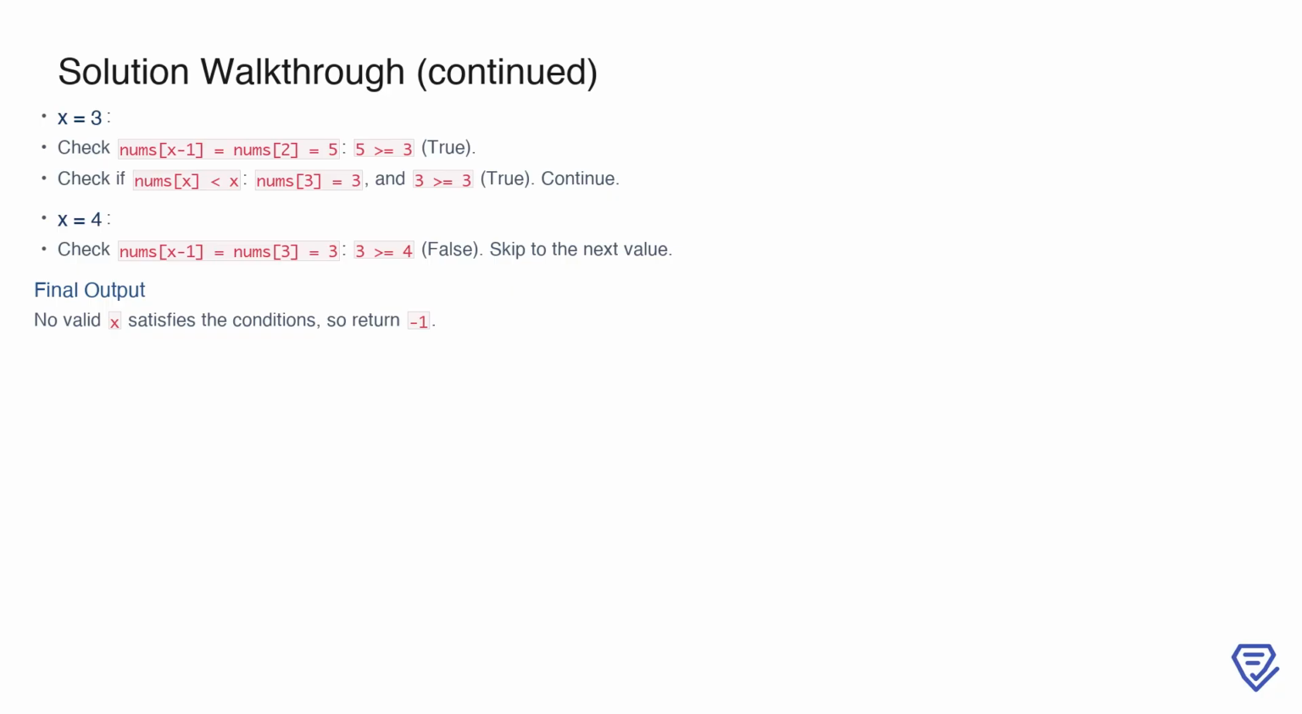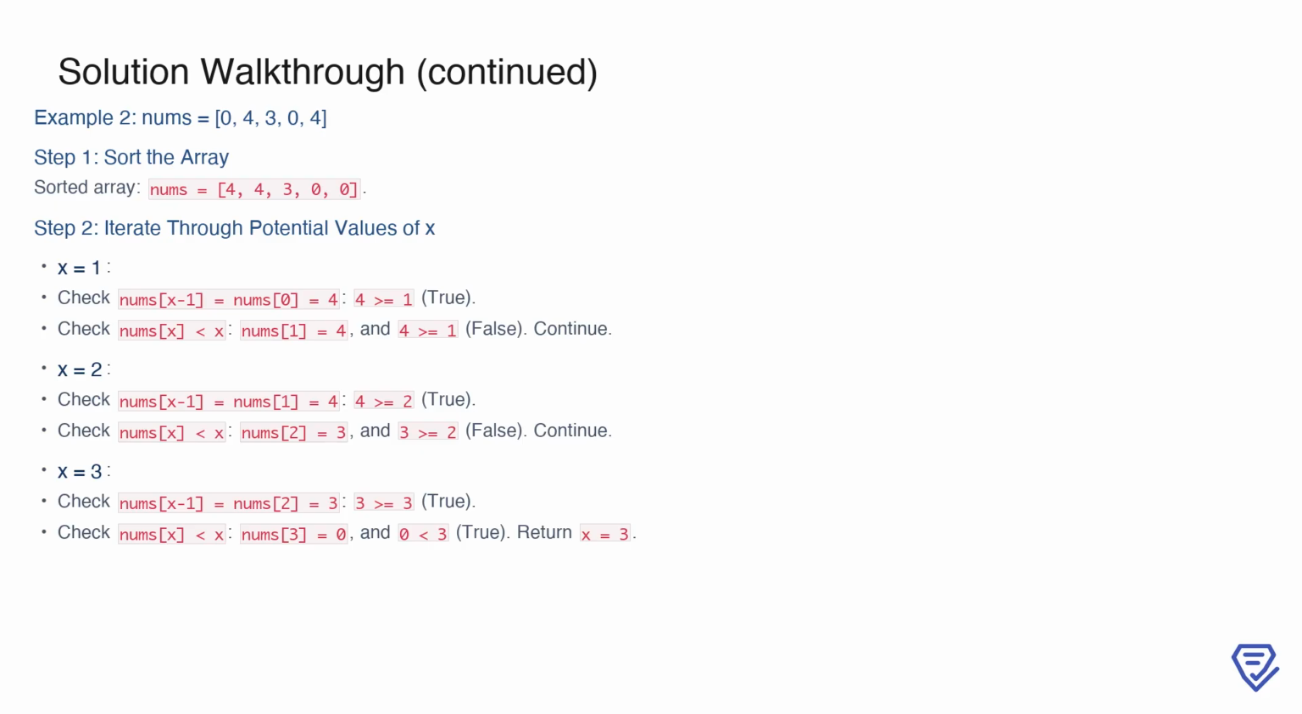So this combination doesn't satisfy the requirements for a special array. Moving to x equals 4, we check if nums[3] equals 3 is greater than or equal to 4. This condition fails because 3 is less than 4. Since this is the case, we skip further checks for this value of x. After completing the iteration, we find that no valid x satisfies all the conditions. Therefore, the output for this example is -1.